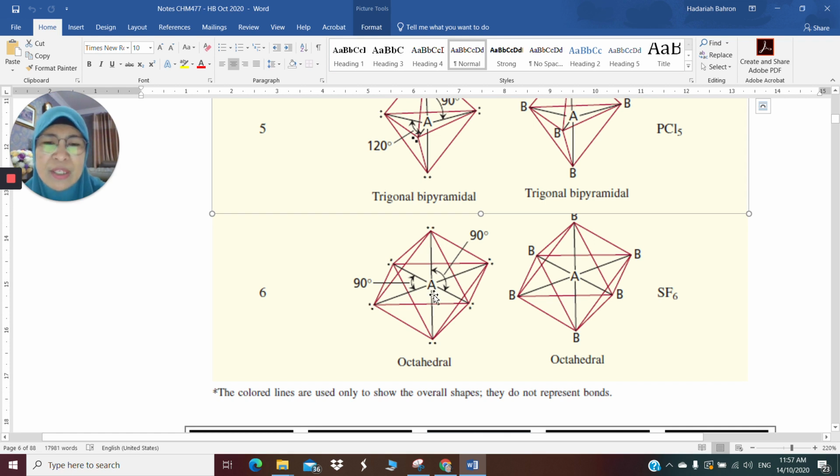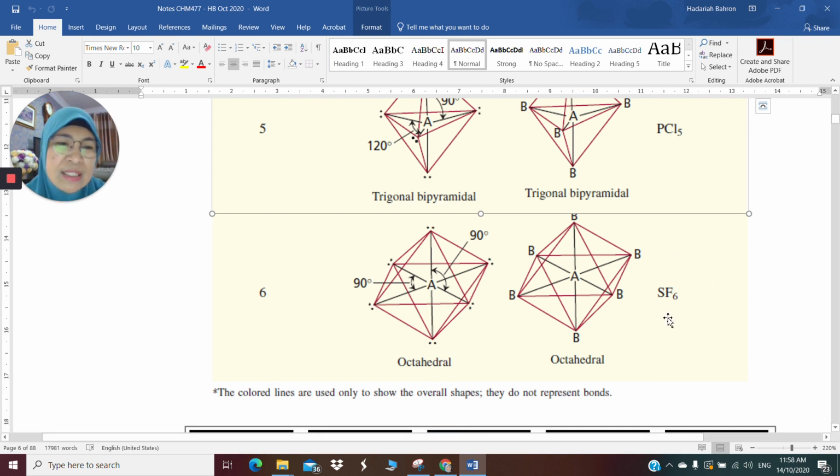Now, octahedral has angles of 90 degrees in whichever bond you are looking at. From this vertical to that horizontal is 90. From that horizontal to another horizontal is also 90. And from this horizontal to that vertical is also 90. So that is an example of octahedral, which is SF6 or sulfur hexafluoride. So octahedral looks like this.